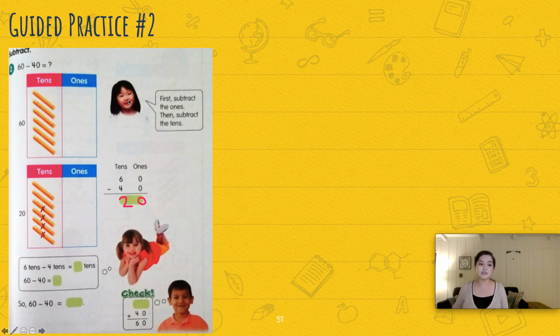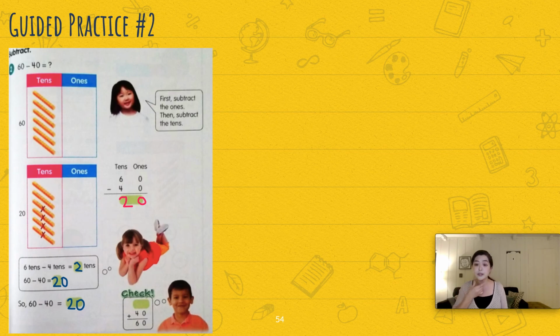Let's look at the place value chart here. I have 1, 2, 3, 4, 5, 6 tens. And I want to take away 1, 2, 3, 4 tens. 6 tens take away 4 tens is how many tens? 2 tens. And 2 tens is the same thing as saying what number? 60 minus 40 is 20.